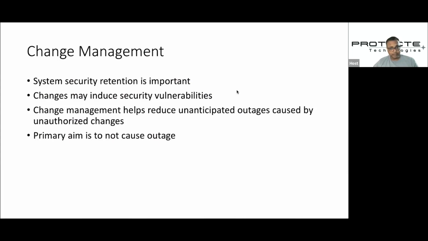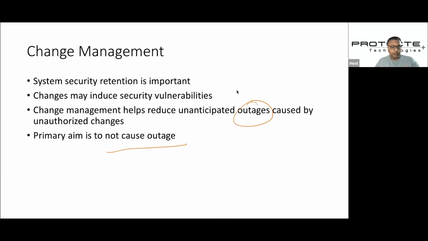There are some bigger changes, and you have to introduce systemic level changes. You want to ensure that when there are system level changes, there are no outages in the system. The primary aim is not to cause an outage. Say you are changing the complete enterprise firewall, all firewalls, because your firewalls have lived their life. You do not change all firewalls in one day.